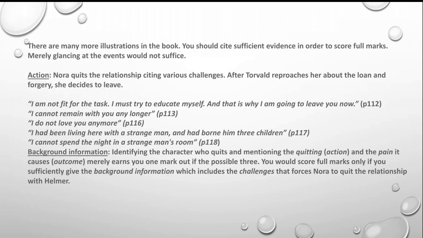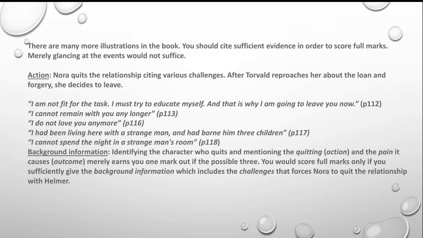Action, followed by action. Nora quits the relationship, citing various challenges. After Torvald reproaches her about the loan and forgery, she decides to leave. And I quote, "I'm not fit for the task. I must try to educate myself, and that is why I'm going to leave you now," page 112. And another quote, "I cannot remain with you any longer," page 113. "I do not love you anymore," page 116. "I had been living here with a strange man and I had borne him 3 children," page 117. And "I cannot spend the night in a strange man's room," page 118.